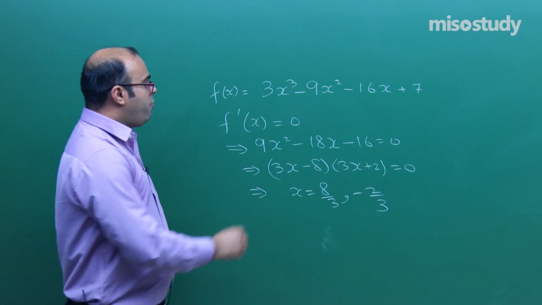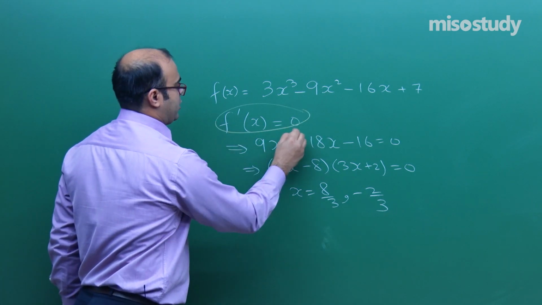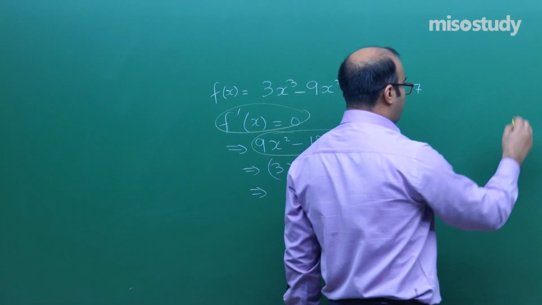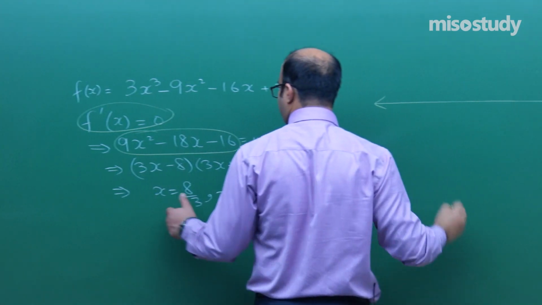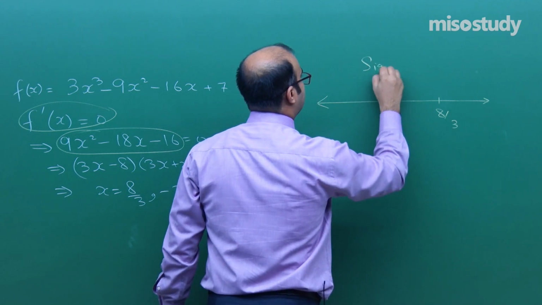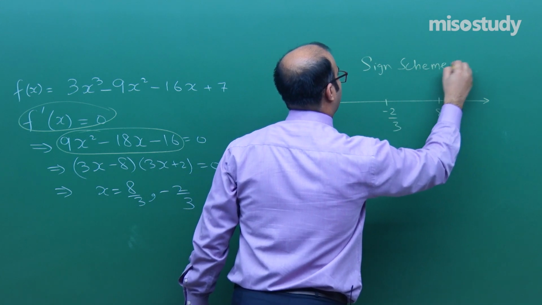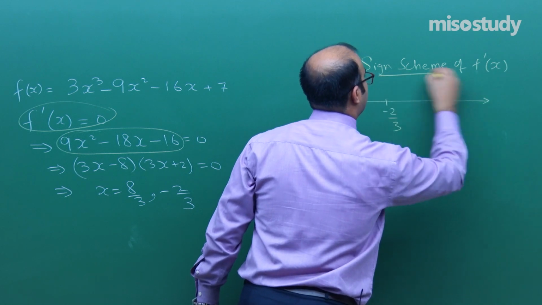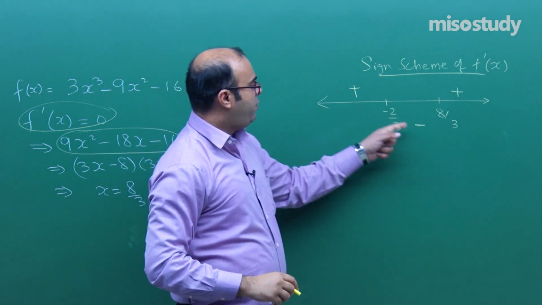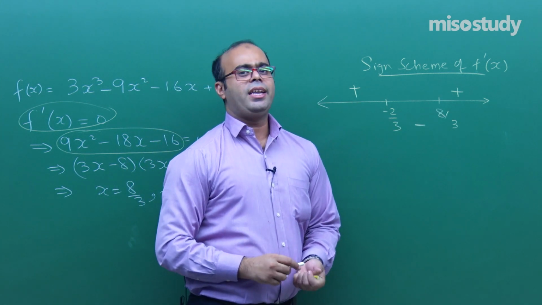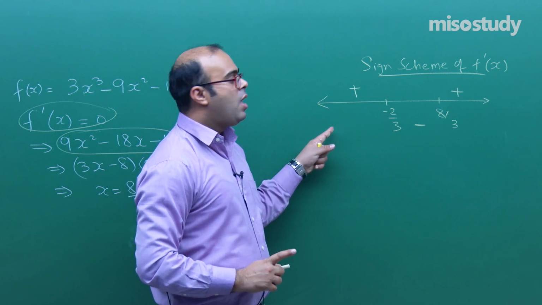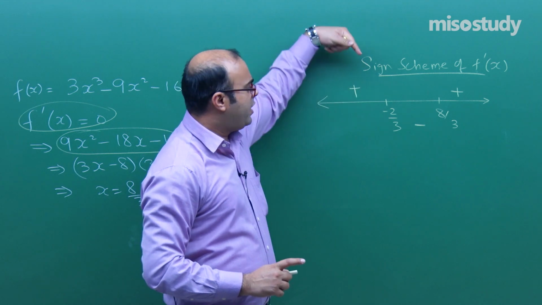So what we will do, we will plot the sign scheme of f dash x. This is f dash x. How do we plot the sign scheme? We all know they are the two roots, 8 by 3 and minus 2 by 3. We will plot minus 2 by 3 here, 8 by 3 here, and this is the sign scheme of f dash x. So f dash x will have the sign scheme plus, minus, plus, which means the derivative is positive, negative, positive. What do we mean by derivative is positive? We mean that the tangent is making an acute angle, and if derivative is negative, it is making an obtuse angle.